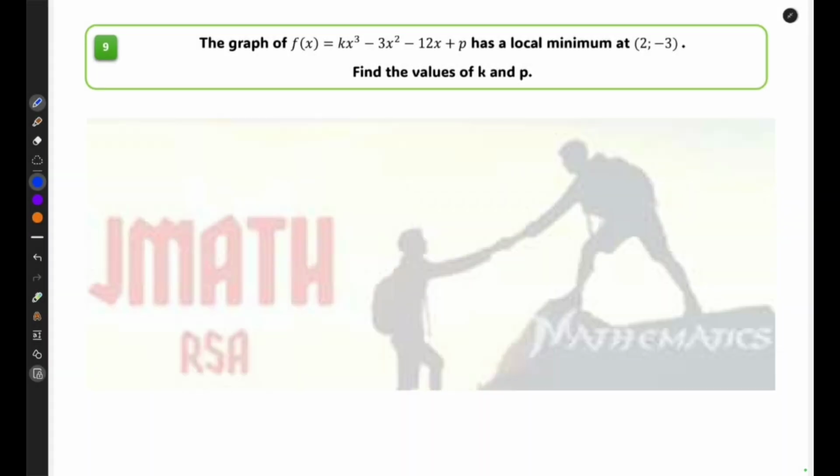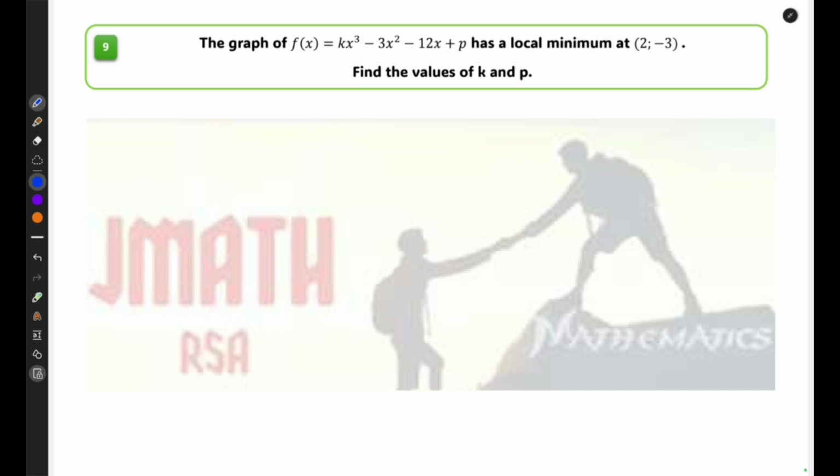Question 9, the graph of f(x) that they give me has a local minimum at 2 and minus 3. Find the values of k and p. Now remember, local minimum or local maximum is just keyword for turning point. So this is a type 3 sum where I'm going to get equation 1 and equation 2 and do simultaneous to find the values of k and p. Or maybe there's a shortcut.